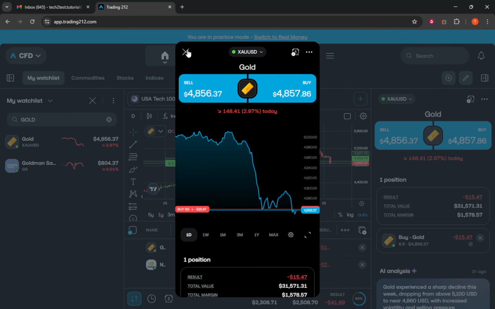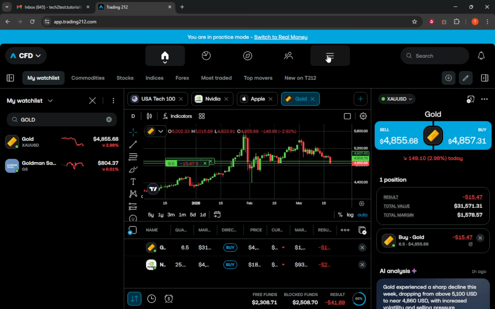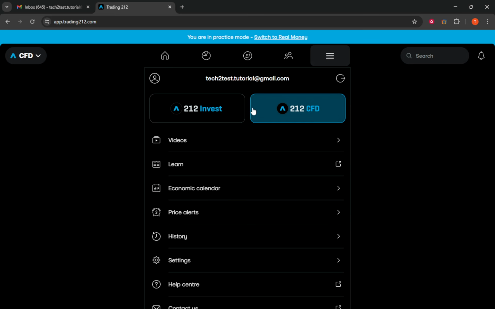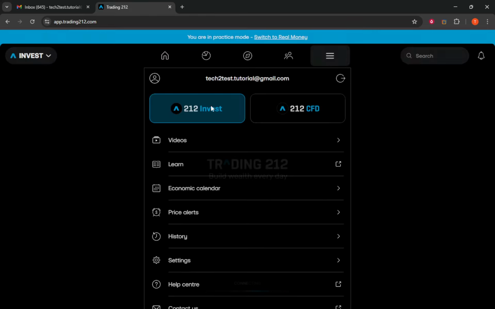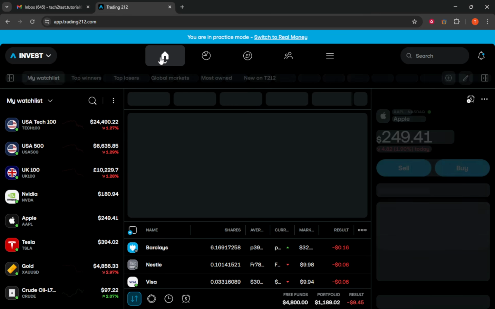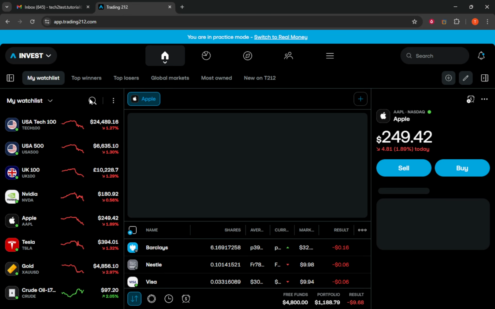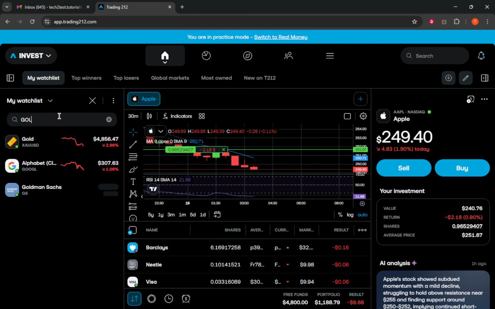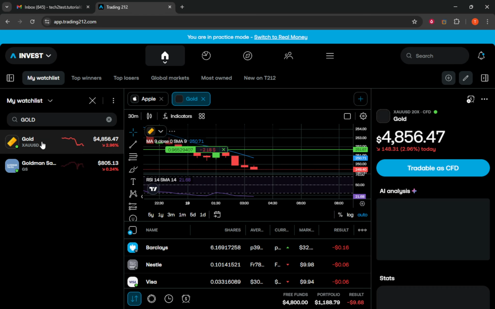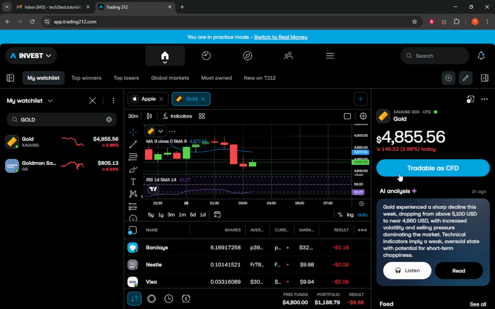Now, for a simpler, beginner-friendly approach: buying gold through ETFs in the Invest account. ETFs are funds that aim to track the price of gold, so you get exposure without directly trading the commodity. Stay in your Invest account, then use the search bar and type Gold ETF or iShares Gold. Choose a gold ETF that aligns with your preferences, tap Buy, enter the amount you want to invest, and confirm.